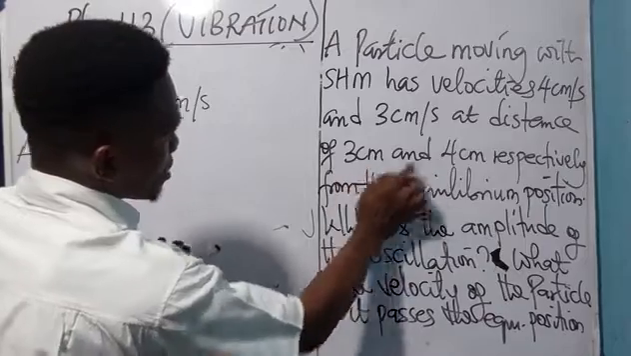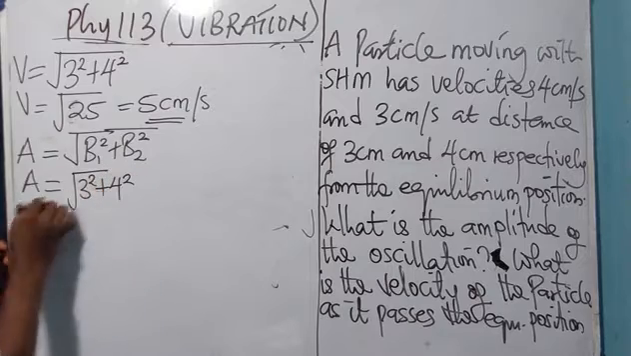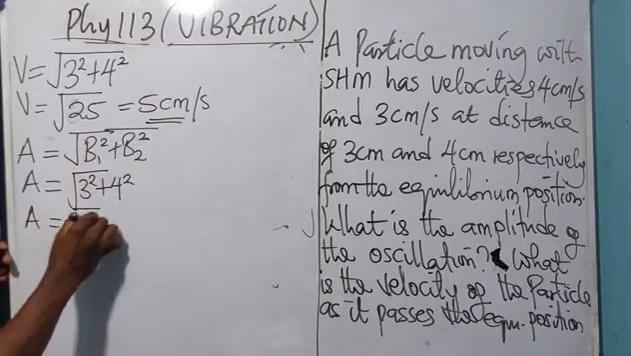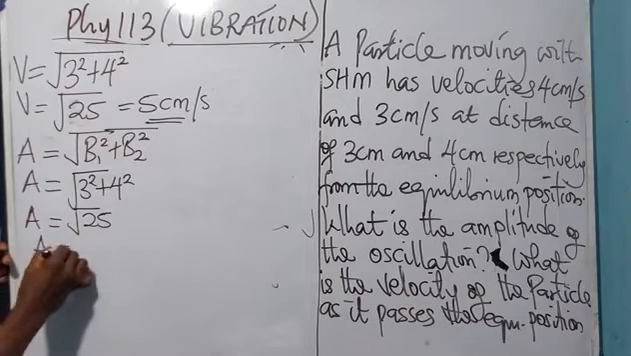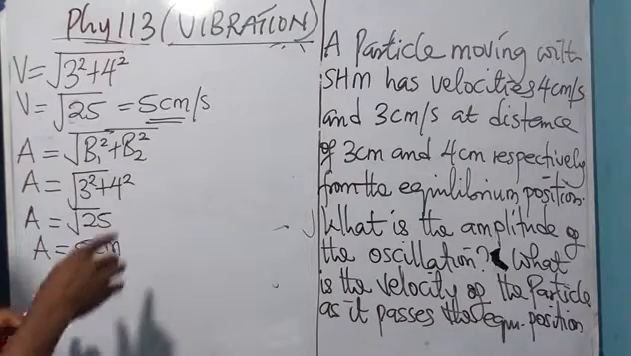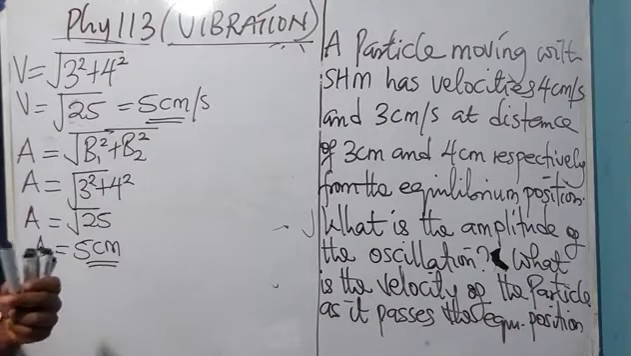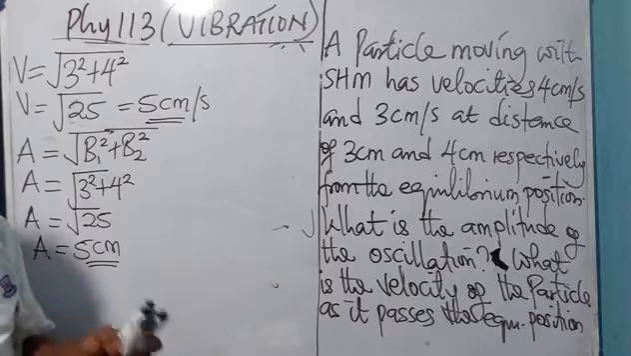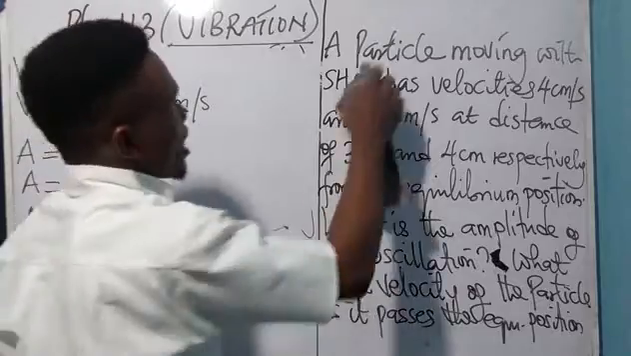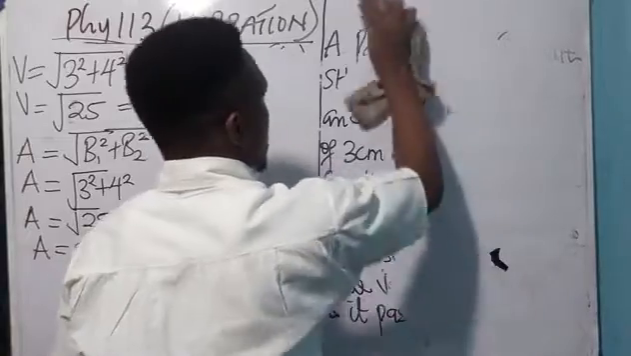And the distance, we have this and this, so it means we have 3 squared plus 4 squared. So for amplitude we are going to have 9 plus 16, which is 25. So it means that amplitude is equal to 5 centimeters. So the velocity is 5 centimeters per second, and the amplitude is 5 centimeters. Take note of that. That is the first question that you have as an exercise in your textbook. So let's take another question, please.